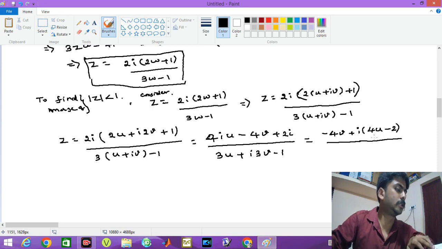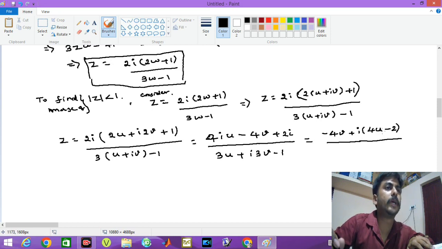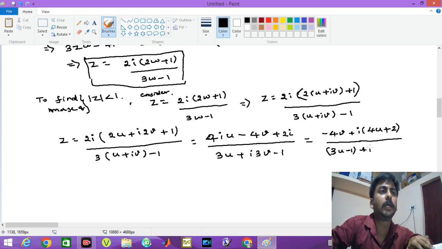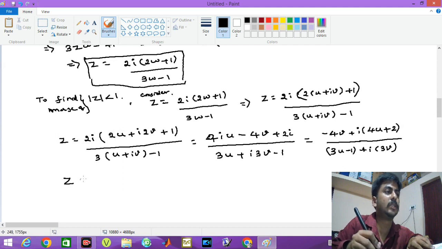we have to check this. It is plus 2, so 4u plus 2, divided by 3u minus 1 plus i into 3v. This is our z, so we shall write z separately here.